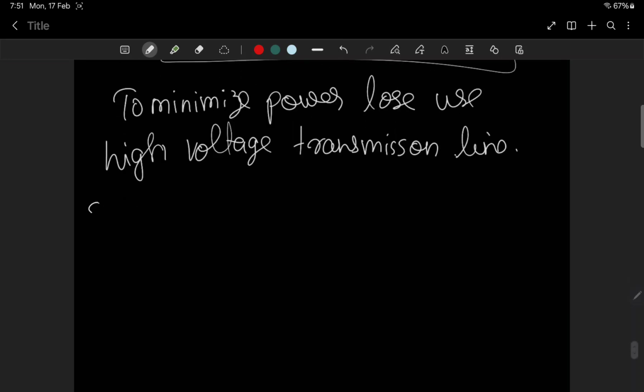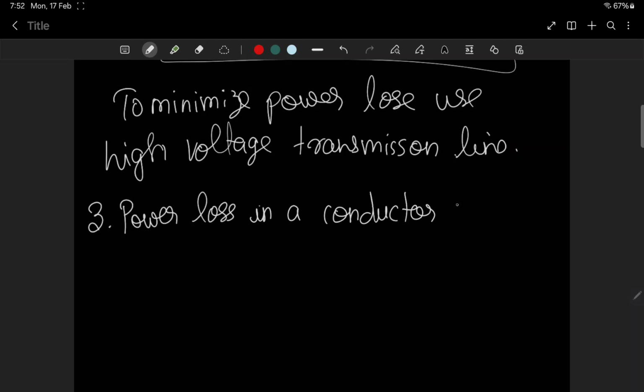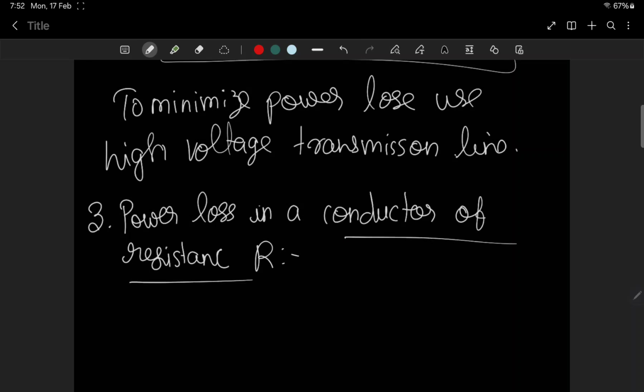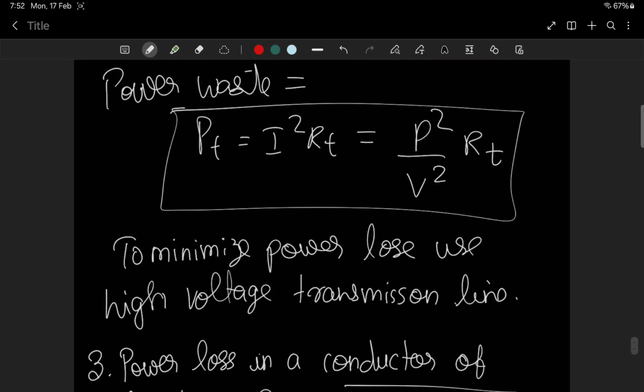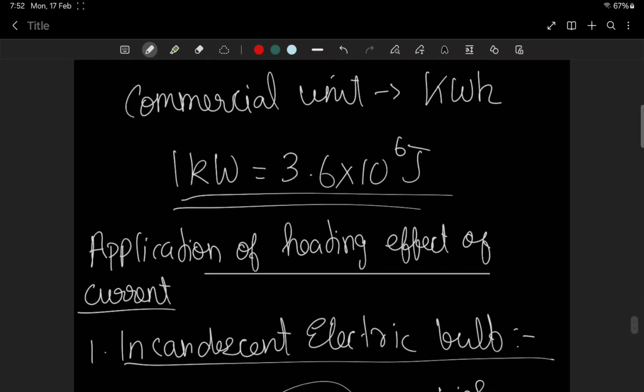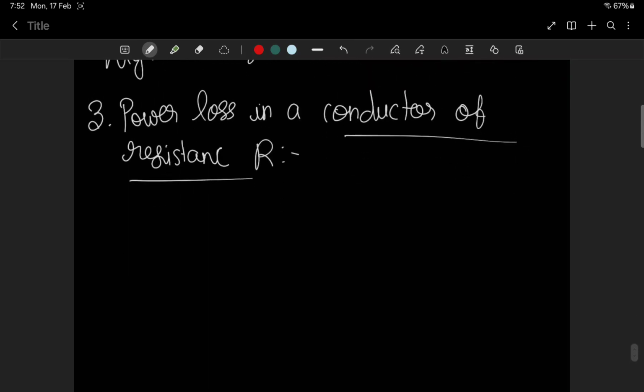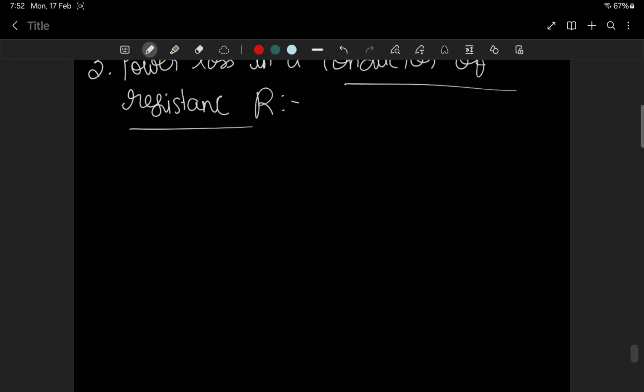Now, third one, power loss in a conductor of resistance R. You know that power is the rate of doing work in maintaining the electric current throughout the circuit, right? Here what happens is heat is produced in the resistor R, which is connected across the terminals of a cell. The energy dissipated in the resistor R comes from the chemical energy of the electrolyte.